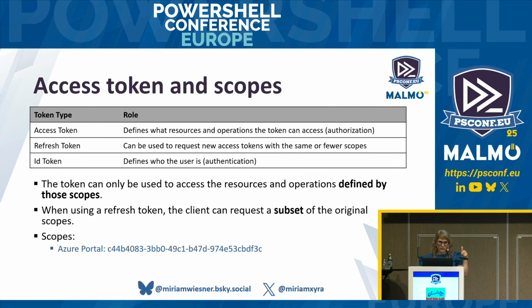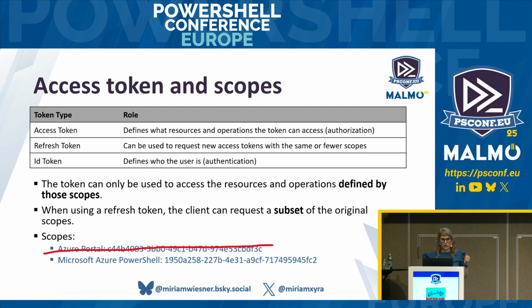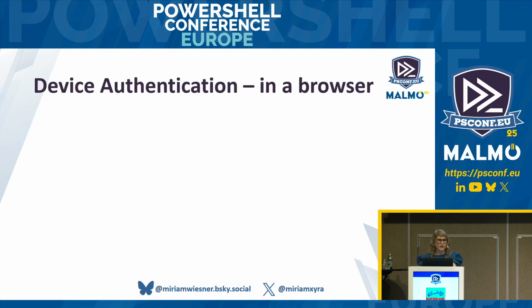And if you remember the ID that you saw before, the C44, this is the app ID for Azure portal. This is a well-known ID, which is just set like this. So we can't use this to query with Azure PowerShell. What we need is the Azure PowerShell ID present in the access token. And we can't just extract that from the browser. And therefore, we need to do device authentication.